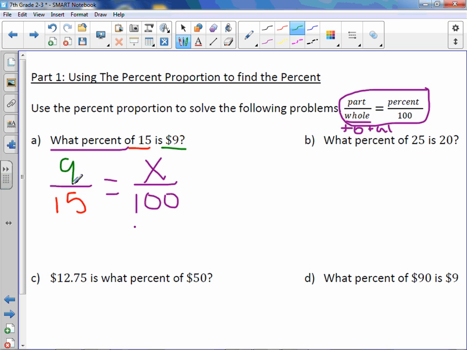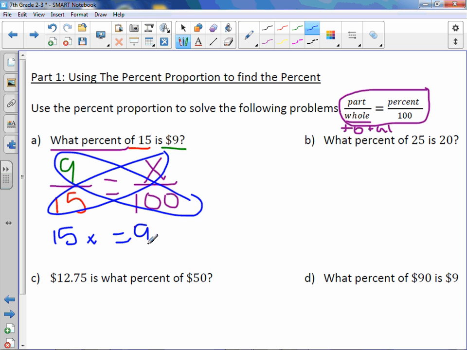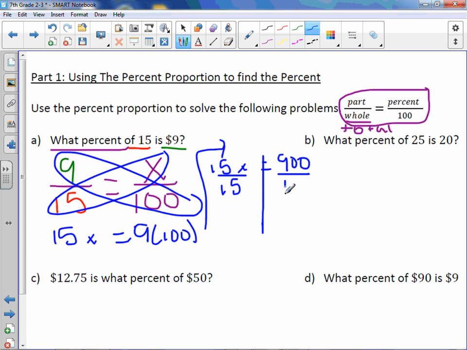From here, all we are doing is cross multiplication. 15 times x is 15x equals, and then we have 9 times 100. I'm going to carry this up over here. So we have 15x equals 9 times 100 is 900. Divide by 15 on both sides, and we would get a percent, because we're finding percent.